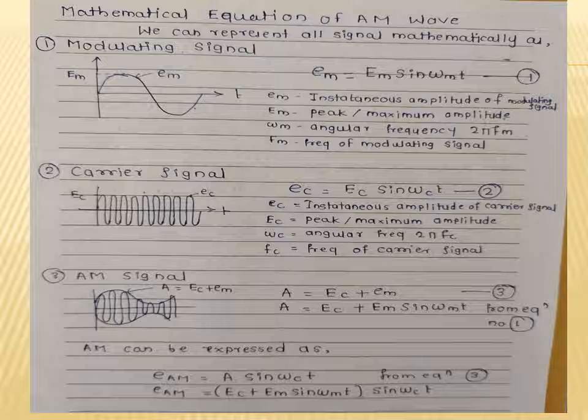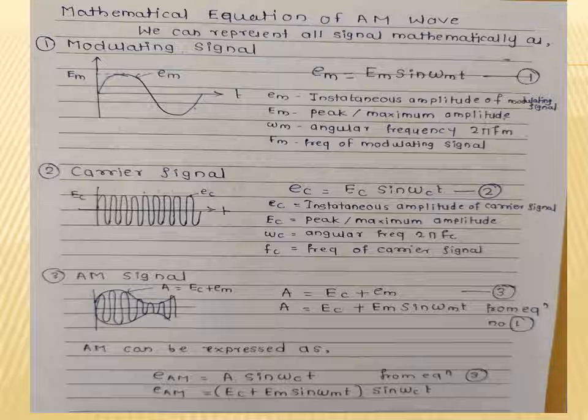How is it written? em is equal to the amplitude times the sine wave. So em equals capital EM into sine of omega mt.